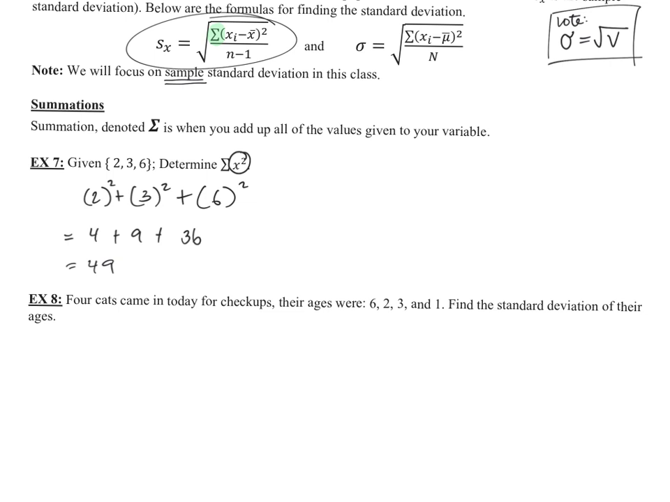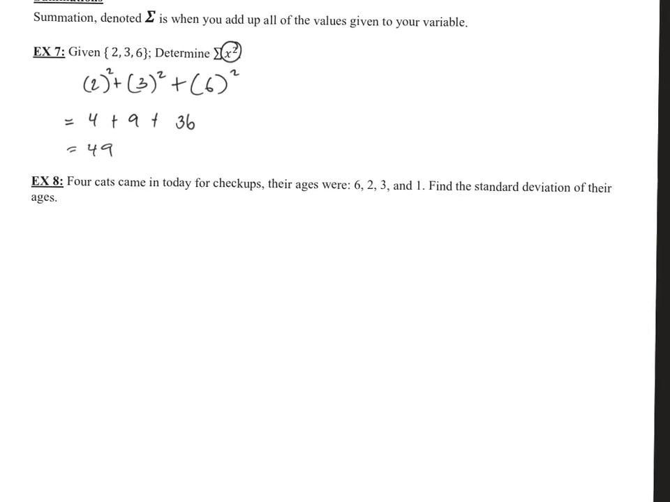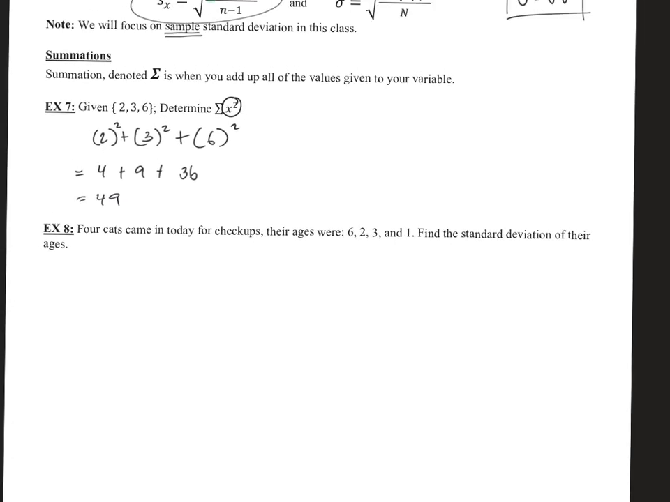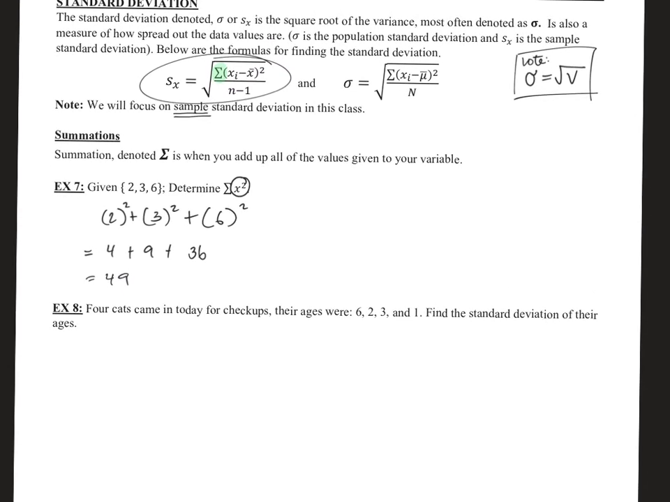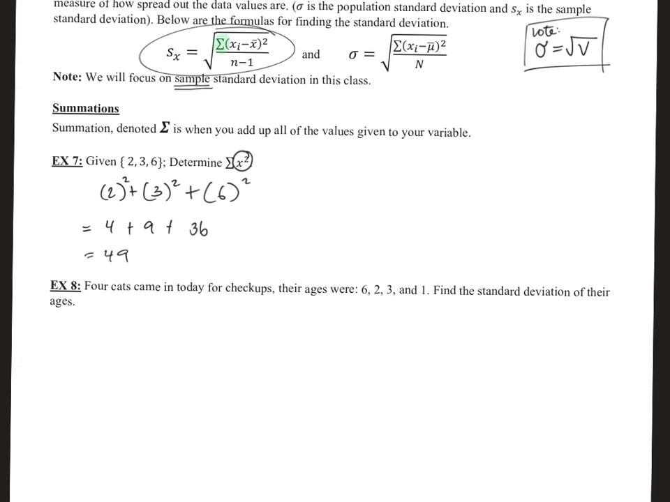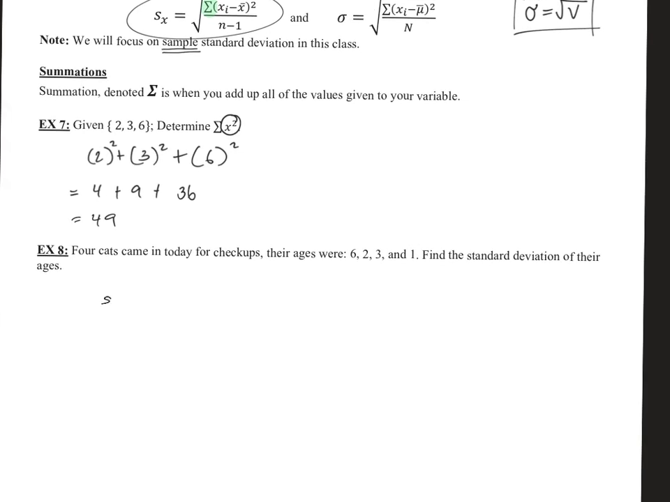Alright, so here's our next example. 4 cats came in today for checkups. Their ages were 6, 2, 3, and 1. Find the standard deviation of their ages. Okay, so we're just going to go ahead for now and focus on using sample standard deviation. If you take a statistics class, you'll work more on problems where you have to figure out the differentiation between population and sample. But for now, we're just introducing you to the basic idea, so I'm just going to stick with having us use this formula.